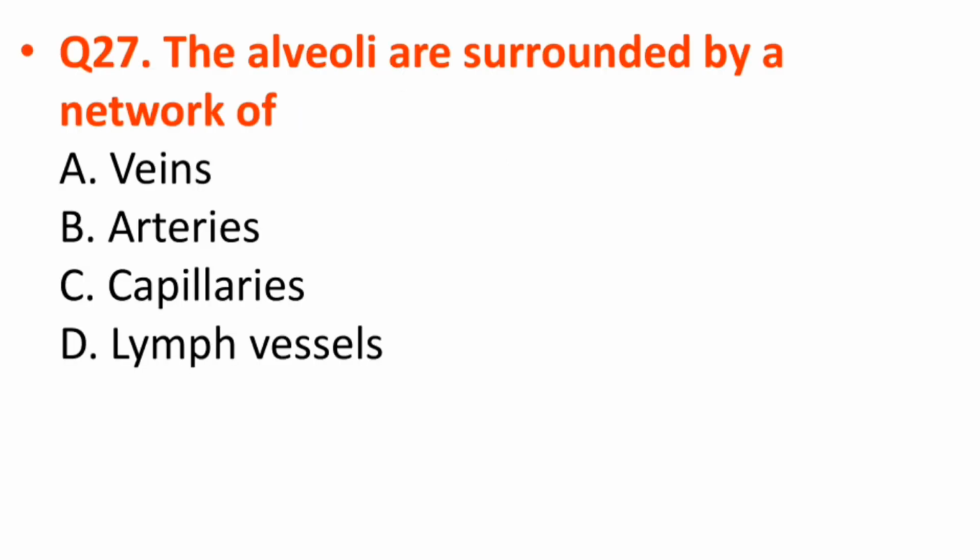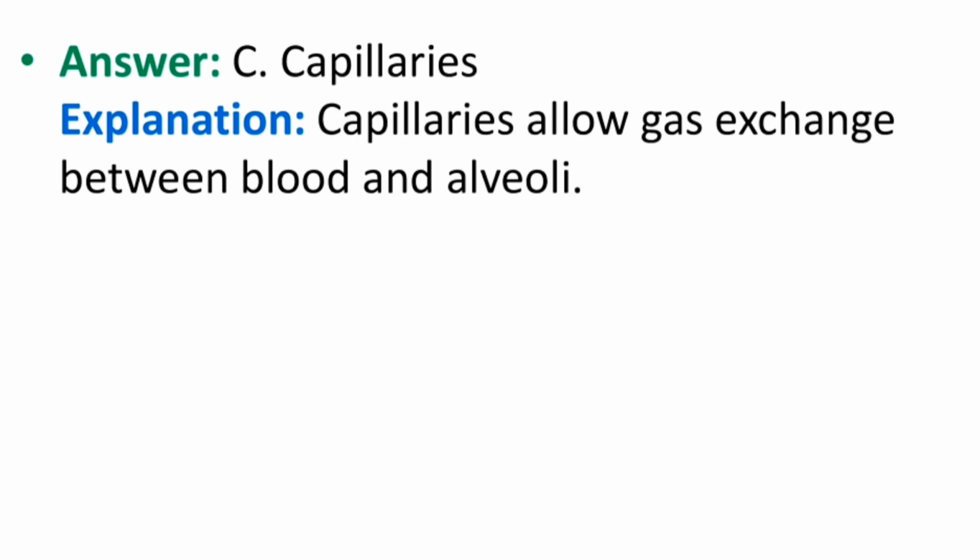The alveoli are surrounded by a network of option A veins, option B arteries, option C capillaries, option D lymph vessels. The correct answer is option C capillaries. Capillaries allow gas exchange between blood and alveoli.